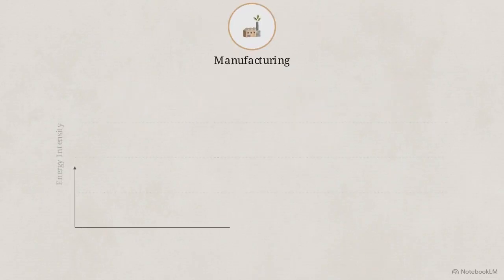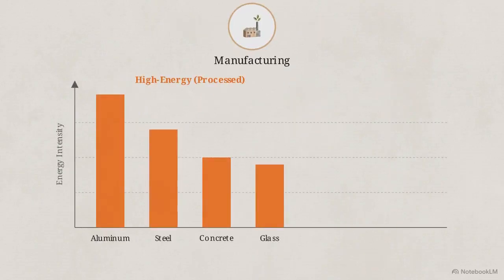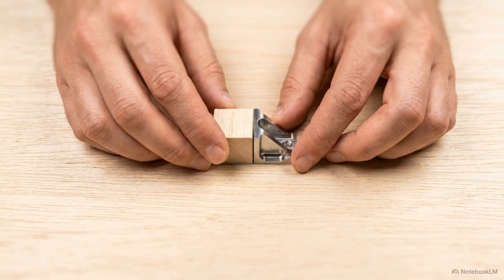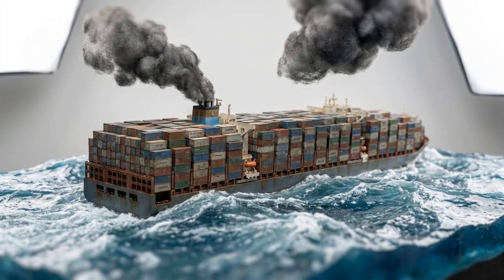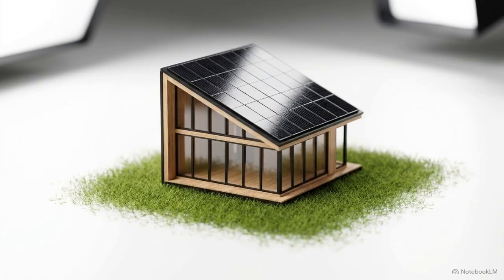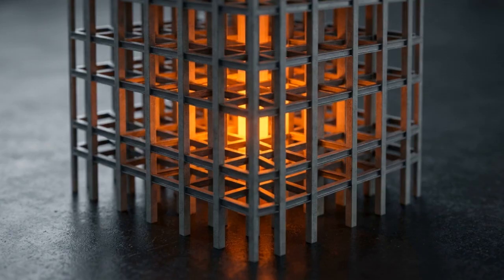High heat processing makes aluminum, steel, concrete, and glass high-energy materials. Conversely, natural materials like timber and earth require minimal processing, keeping their footprint much lower. This footprint can change based on your choices. Shipping a low-energy material halfway around the world adds a huge transportation penalty. However, using recycled steel or local materials can drastically lower the energy spent on extraction. As we get better at designing buildings that use very little electricity to operate, the hidden energy of the materials themselves is becoming the most important factor in a building's total environmental impact.